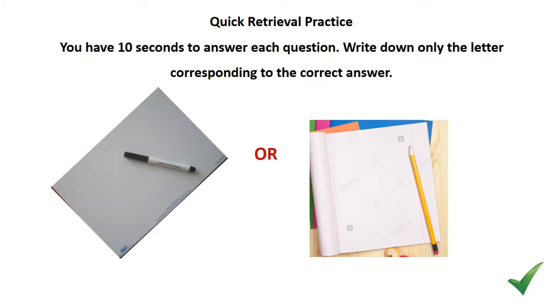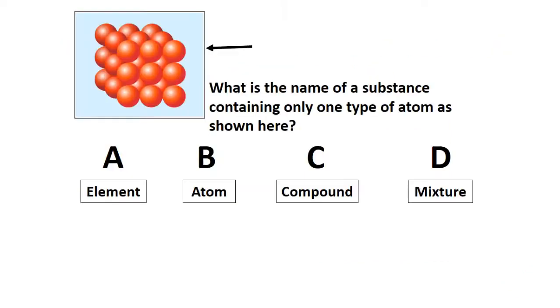I've got a quick retrieval practice. You have 10 seconds to answer each question. I want you to write down the letter corresponding to the correct answer. I'm going to give you work and possible answers. Just write the letter which you think is right. You've got 10 seconds for each one. So let's get ready. Get your books, get your pen. Off we go for the first question.